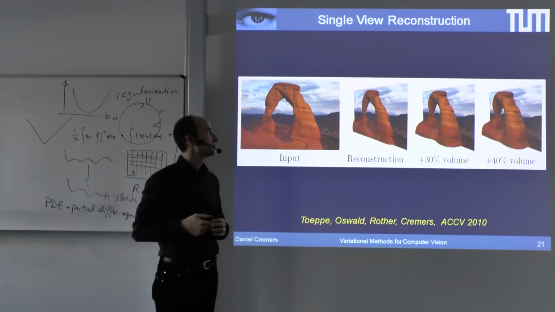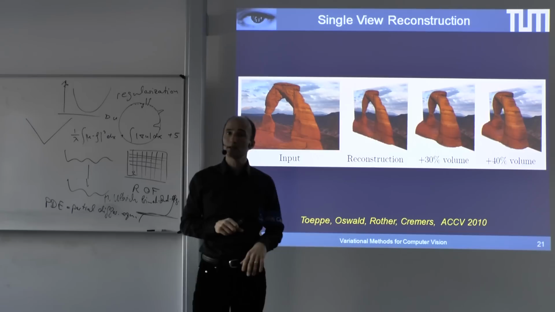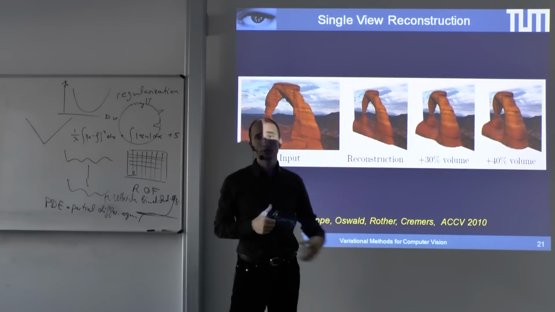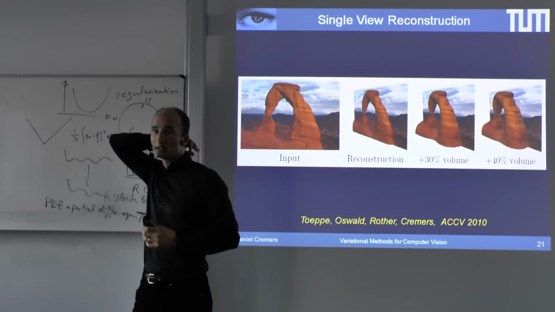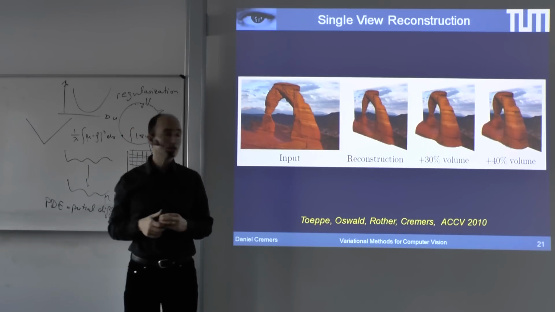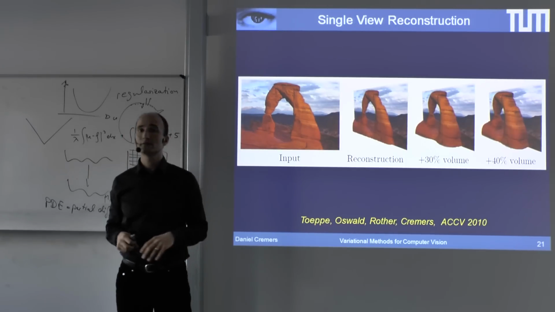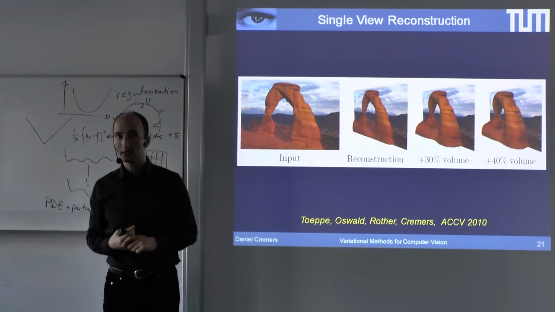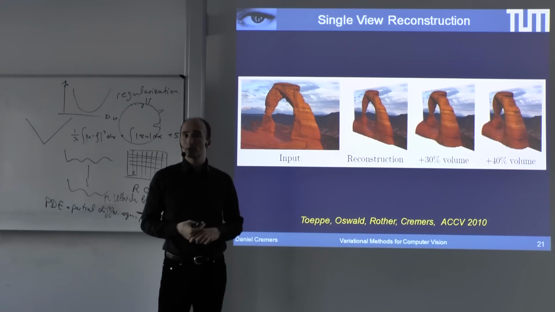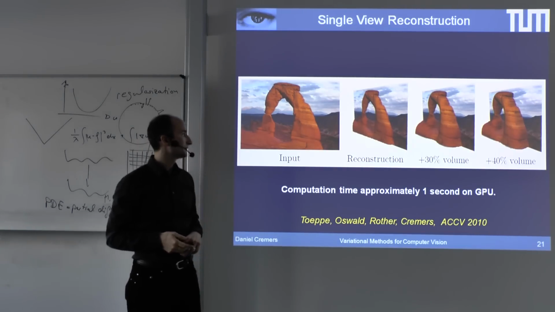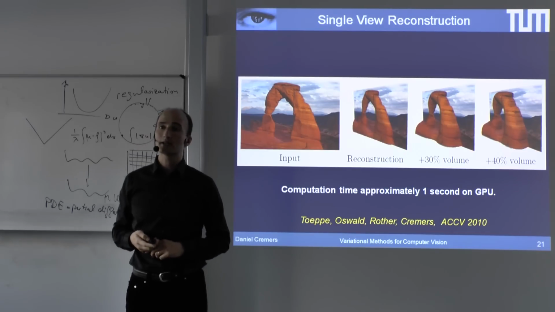This is not going to be a metrically accurate 3D model, meaning if you really go to Arches National Park and scan the arch in, you will find the geometry looks different from what our model suggested. But it's at least a plausible guess at what a 3D structure is. And as I said, it's very easy and fast to compute.